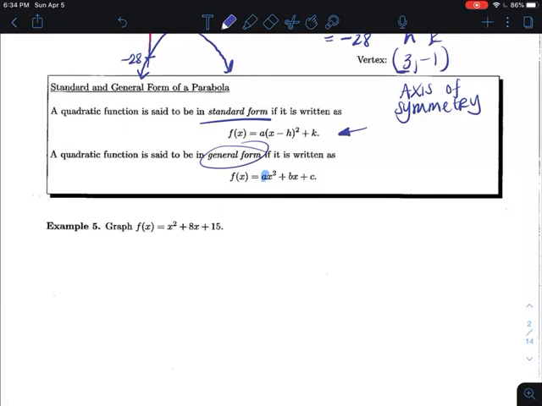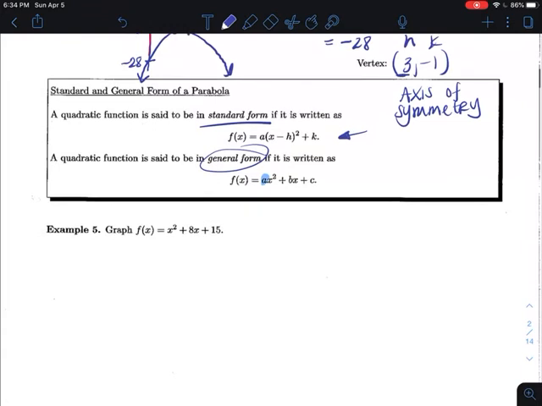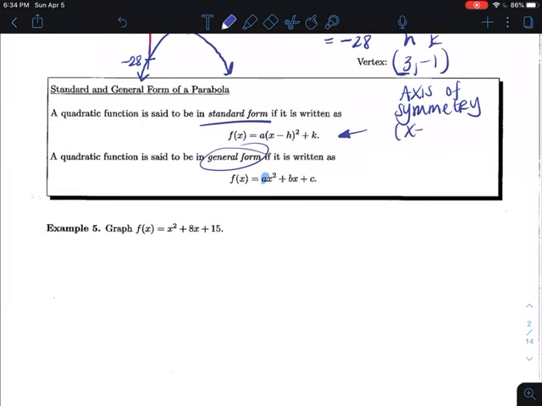So the axis of symmetry is the x coordinate of your vertex. So let's make a note that this is going to be the x coordinate of the vertex. It's also the equation of the line that goes through the vertex, the vertical line, the axis of symmetry. But the formula that you need to know is x equals opposite of b over 2a. When I talk about opposite of b over 2a, I'm talking about the b that's in front of x and the a that's in front of x squared.